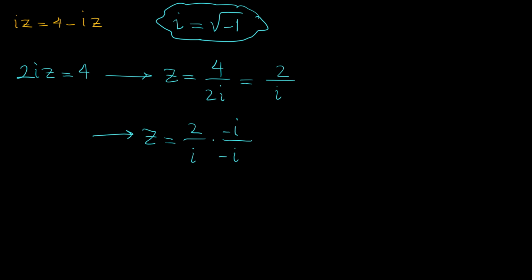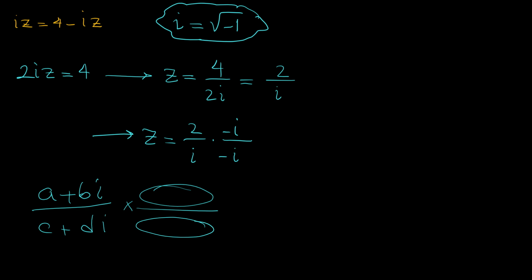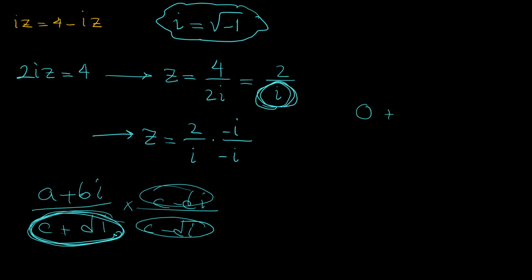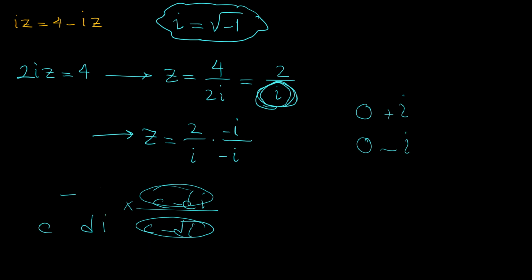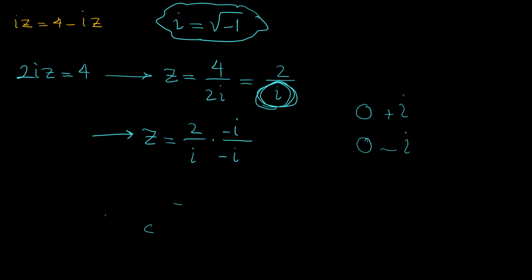Let me remind you, when we want to divide a complex number, let's say a + bi, by c + di, we multiply the numerator and denominator by the conjugate of the denominator. And the conjugate of c + di is c - di. So here, in the denominator, we have only i, basically, which is like 0 + i. And the conjugate of 0 + i is 0 - i. That's the reason here we multiply the numerator and denominator by negative i.